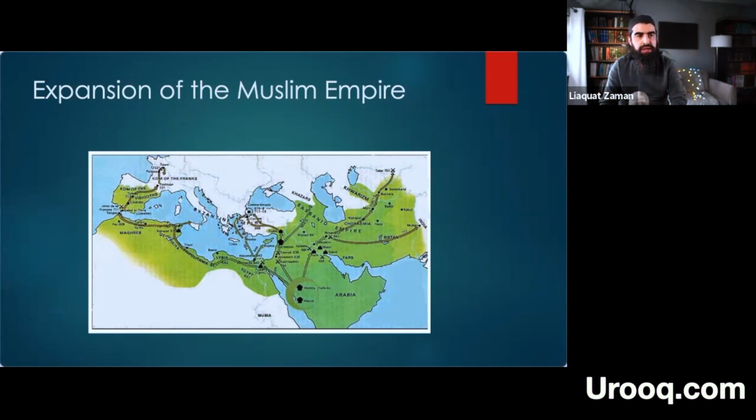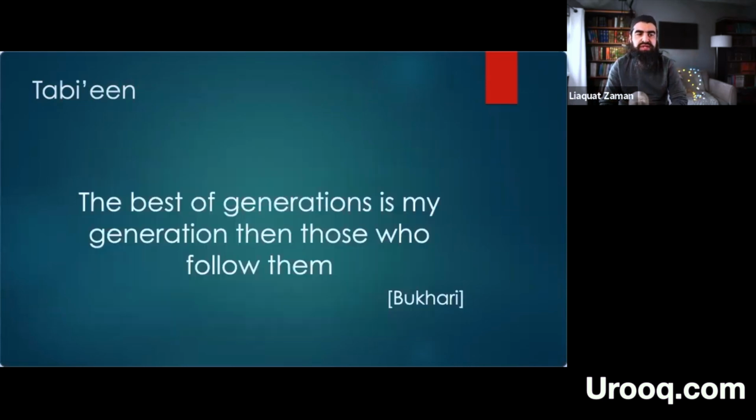So one of the things we have to understand is the era of the Tabi'in. Tabi'in basically means the followers of the Sahaba. And the Prophet ﷺ says that the best of generations is my generation, then those who follow them. My generation means the Sahaba, and then those who come after them. So you have what we call the golden era of Islam, which was the Prophet ﷺ, and then his Sahaba, and then the Tabi'in.